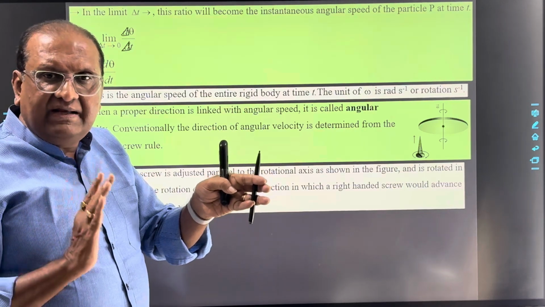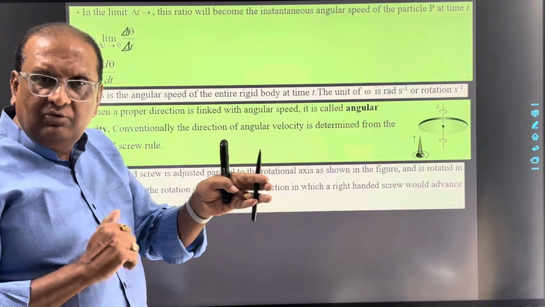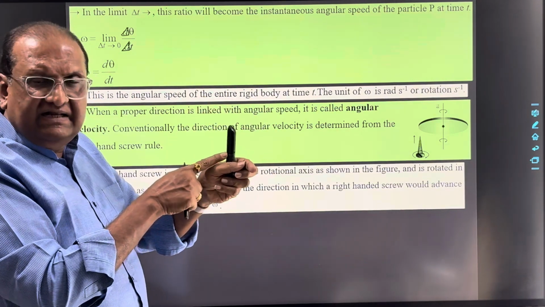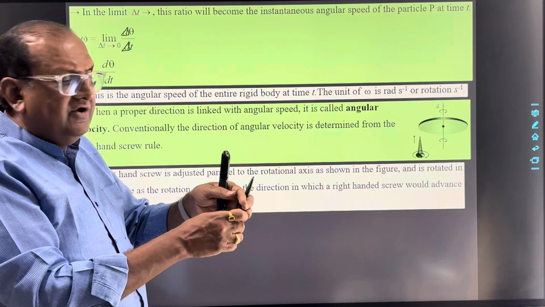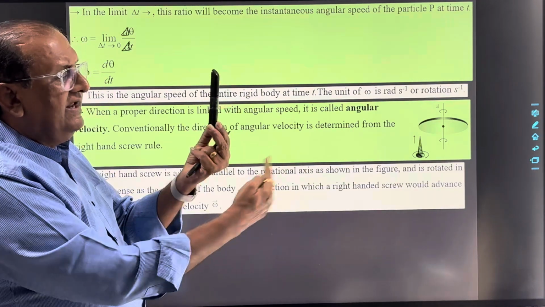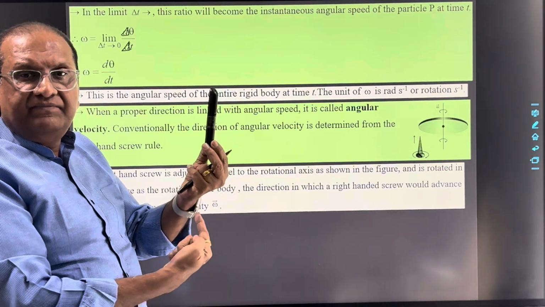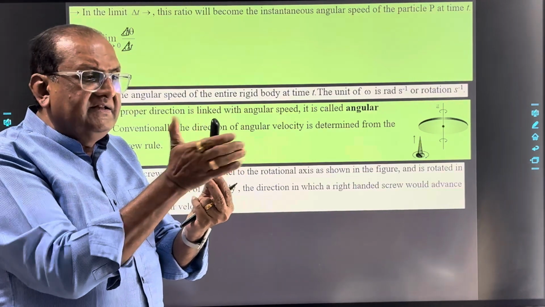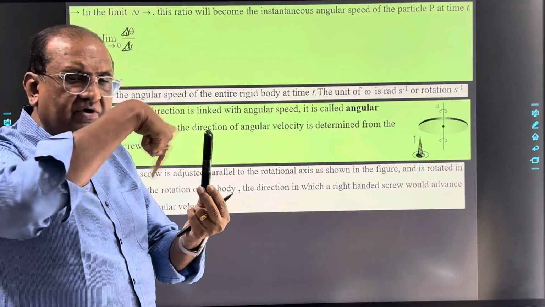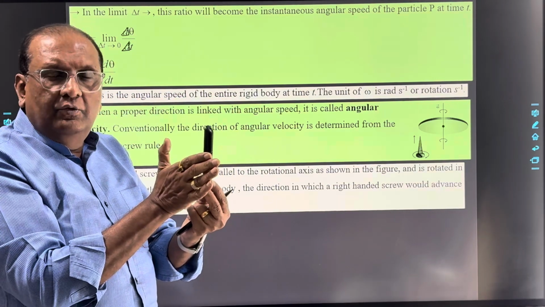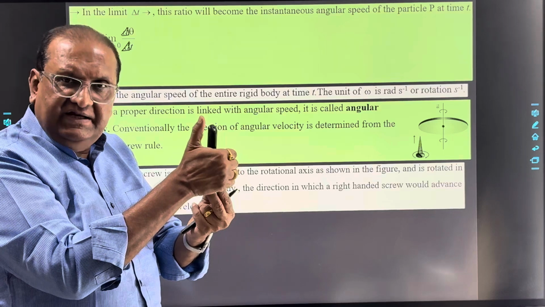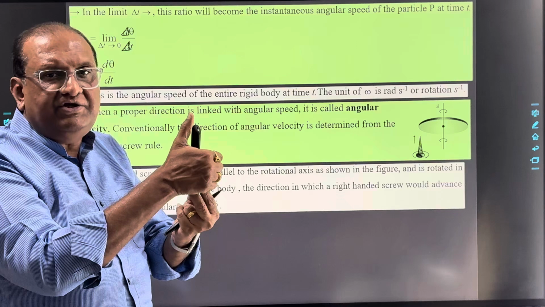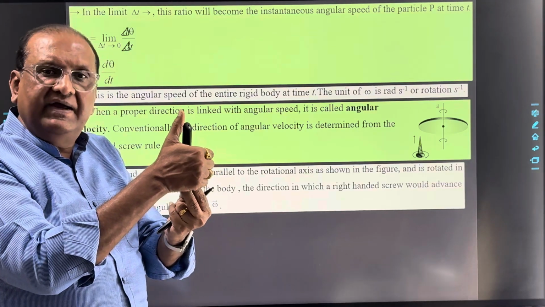Here you can simply represent this with the help of the right hand thumb rule also. If this is your rotational axis and your body is rotating like this, okay, so encircle the fingers of your right hand in the direction of the rotation. Your body is rotating like this, so you encircle the fingers in the direction of rotation, then the thumb will automatically point you the direction of angular velocity.